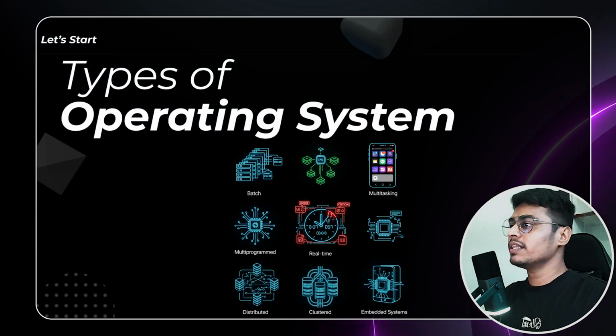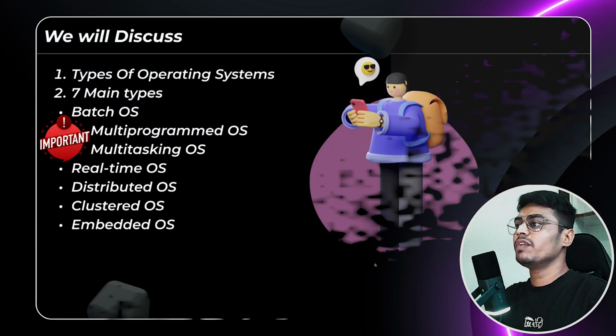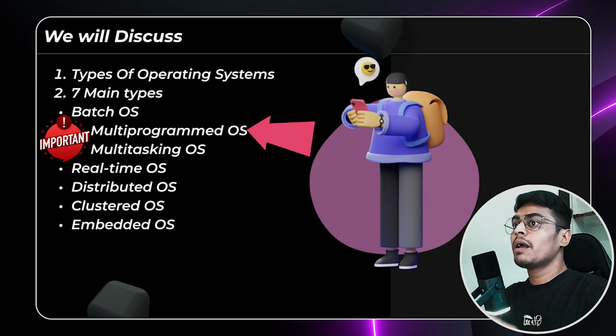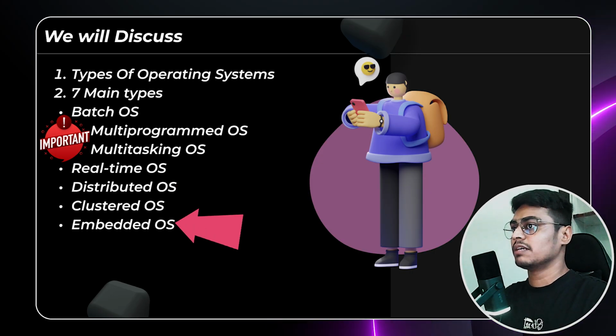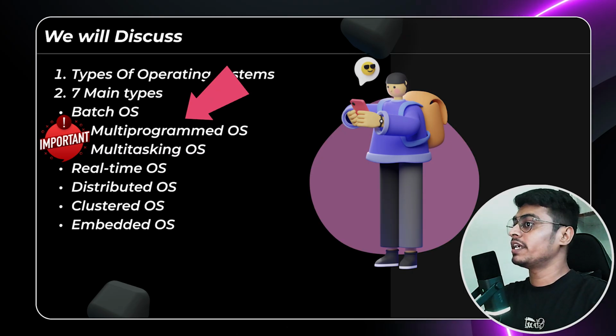Okay, so hello everyone. In this video, we will cover types of operating systems. We will cover seven main types: batch operating system, multi-programmed operating system, multitasking, real-time, distributed, clustered, and embedded systems. Among these, multi-programmed and multitasking are particularly important as many exam questions focus on these concepts only.